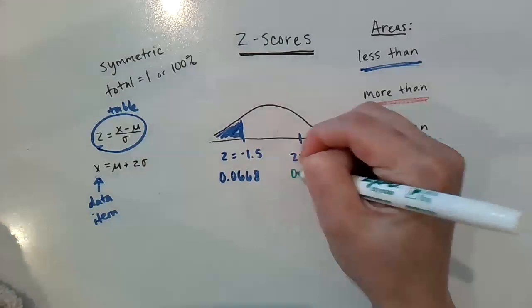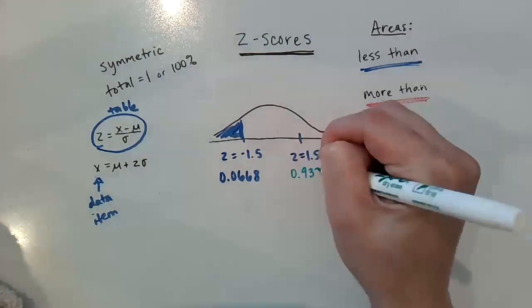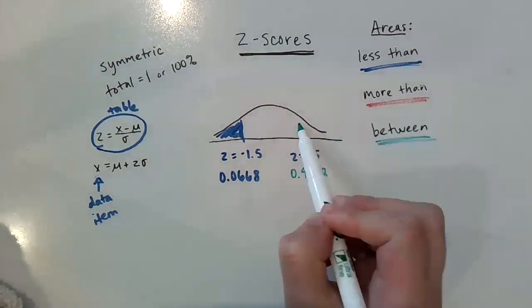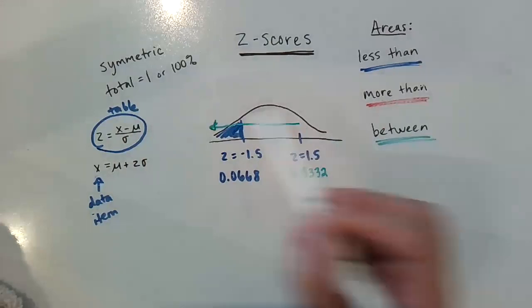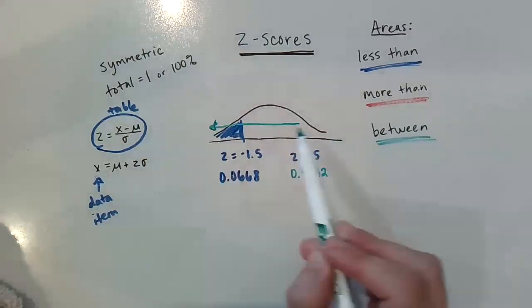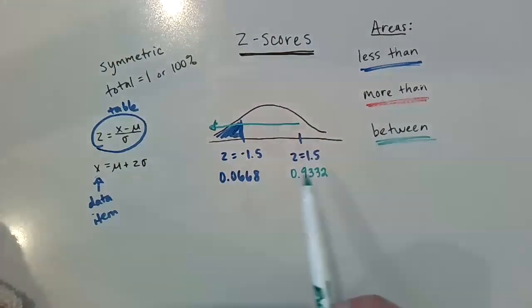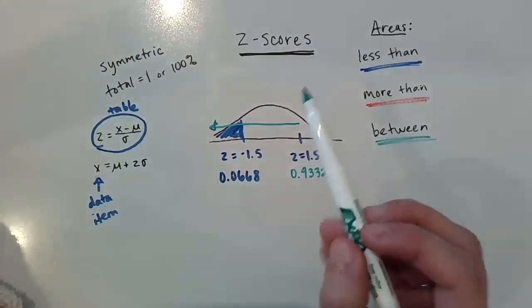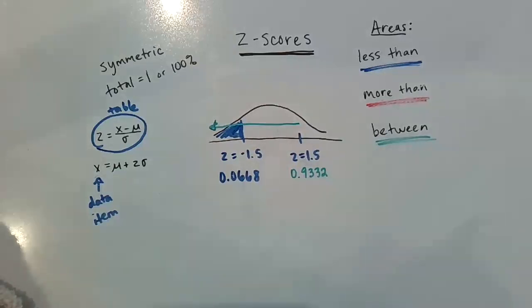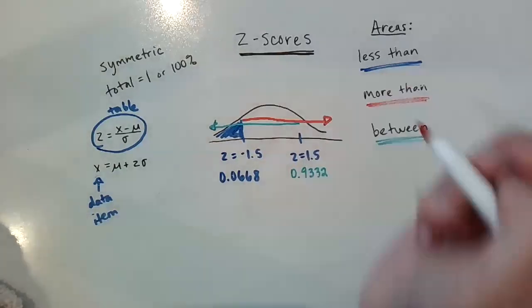Again, your table always gives you area to the left, right? This is everything to the left, right? Now, since we do have symmetry, if I wanted the area to the right of a z-score of negative 1.5, I have options, okay? So my two options are I can take the area to the left right here and I can subtract it from 1.